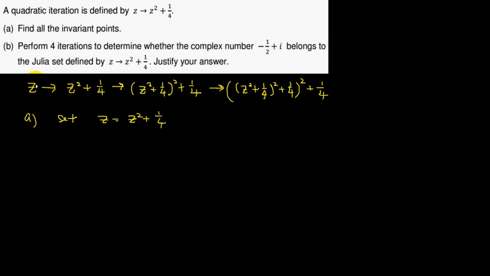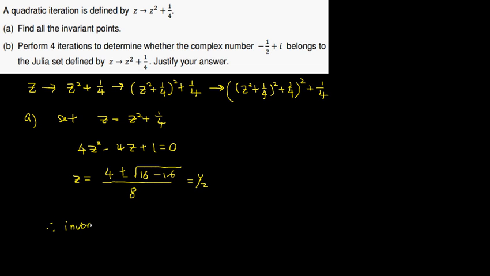And so to find the invariant points, we set Z equals Z squared plus 1 over 4. See, the initial value is equated to the first term, or the first iteration. And so by multiplying across by 4 and rearranging this, you get this quadratic equation. And using the formula, you should be able to see this is 4 plus minus the square root of 16 minus 16, b squared minus 4ac, over 2a, so this is 8. So you end up with half. So that means your invariant point, there's only one, is the value of half.